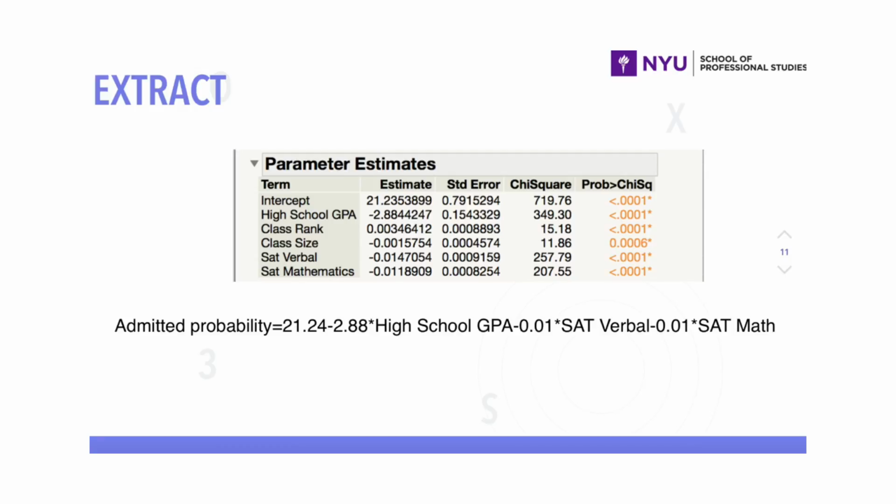And then we choose those variables whose p-value is smaller than 0.05 to do a fit model again. They are high school GPA, SAT Verbal, SAT Math, class rank, and class size. So the graph shows the result, and we come up with an admitted probability formula as the graph shows. This is the formula to predict whether a student will be admitted.